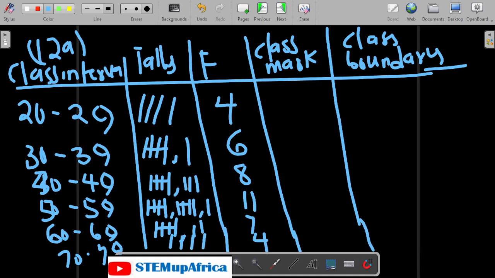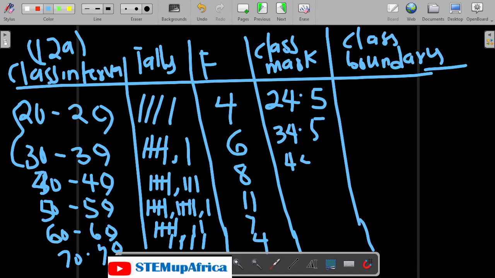So how do we get our class mark? We add the two class limits and divide by 2, which is 29 plus 20. That will give us 49 divided by 2. I'm going to have 24.5. The difference between these two classes is 10, so just keep adding 10. Here is now 34.5, 44.5, 54.5, 64.5, 74.5.